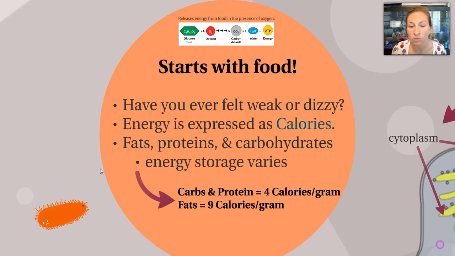The energy that we get through food is usually expressed in the unit calories. Those calories we can get from fats, proteins, and carbs. The main difference between where we get our calories is the energy storage. Carbs and proteins are going to give you 4 calories per gram, and fats are going to give you 9 calories per gram. While fats might be able to give you more calories, it's harder to break them down than your carbs and your protein.